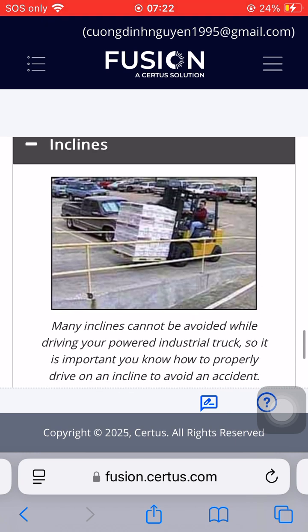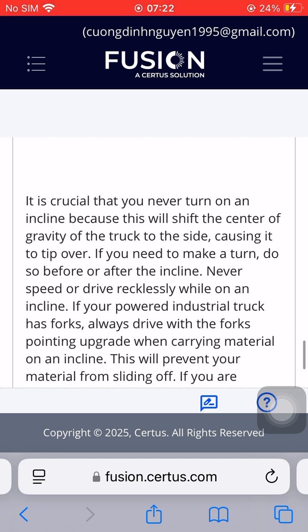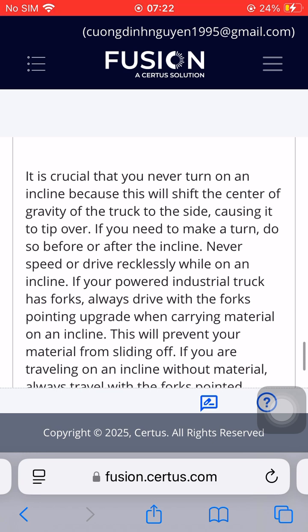Inclines. It is crucial that you never turn on an incline because this will shift the center of gravity of the truck to the side, causing it to tip over. If you need to make a turn, do so before or after the incline. Never speed or drive recklessly while on an incline.